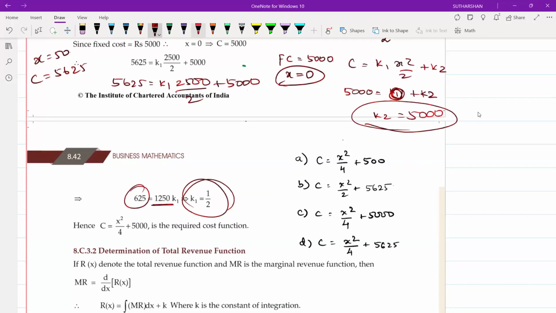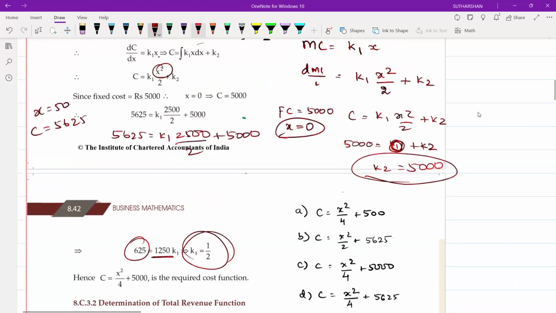So from that, I will substitute the k1 in this equation. Okay, I will substitute k1 in this equation. So what is k1?